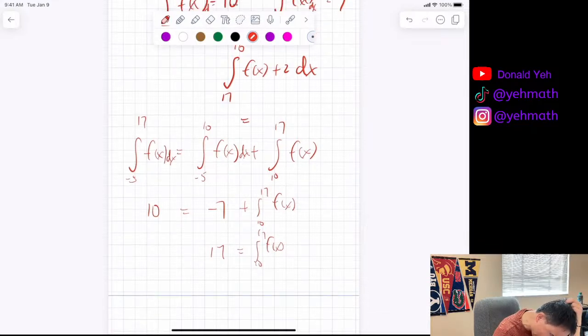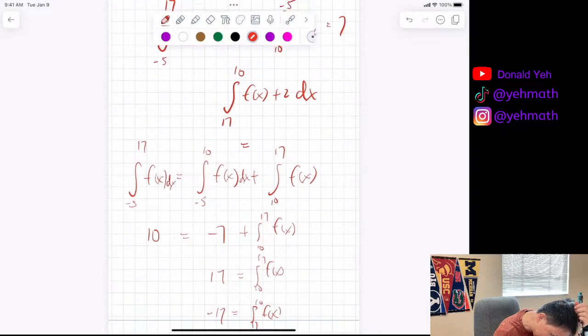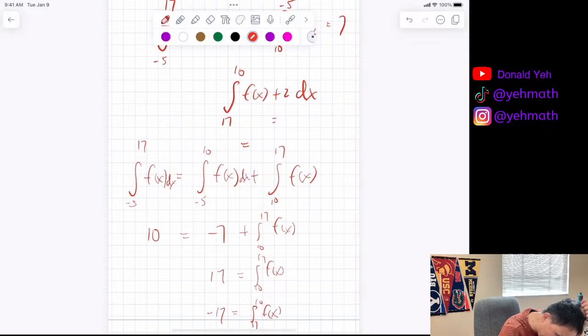Now, that's not what we're asking though, do we? We asked from 17 to 10. So that is the integral from 17 to 10 of f of x, which is equal to negative 17. So we know this one can break into two parts: the integral from 17 to 10 of f of x dx plus the integral from 17 to 10 of 2. So that's equal to negative 17.